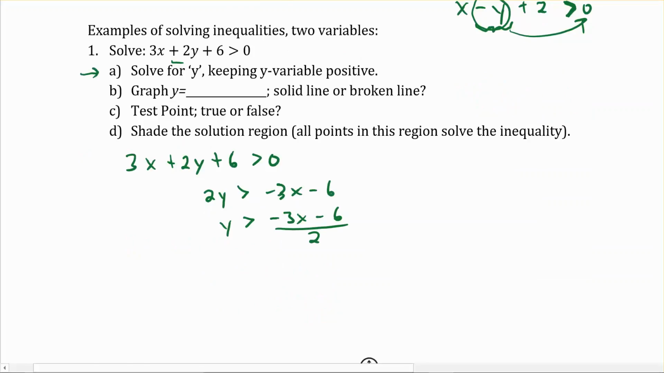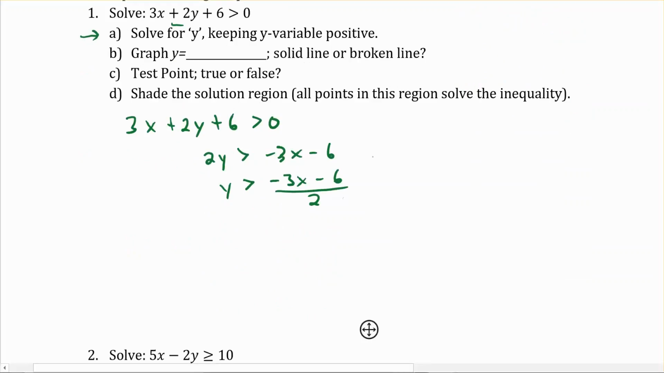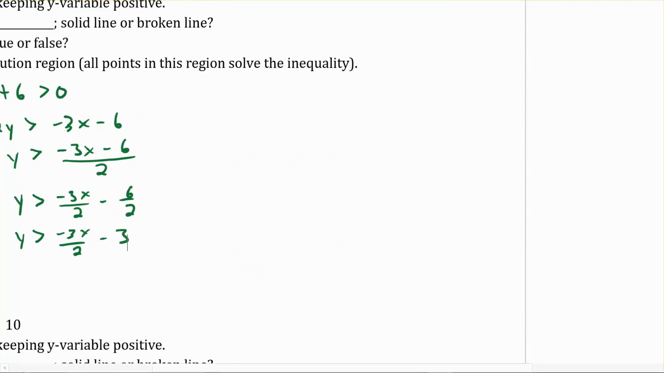I don't really like the all over 2 thing, so I'm going to rewrite this a little bit more simplified. This is really negative 3x over 2 minus 6 over 2. So that is y is greater than negative 3x over 2 minus 3. All right, and I stupidly wrote this right in the middle so I don't have much room to do the rest of it. I've got lots of room over here.